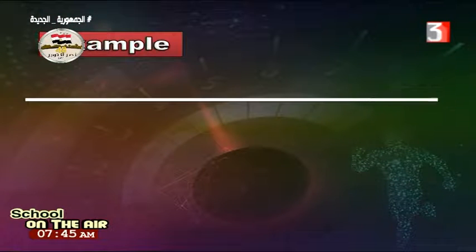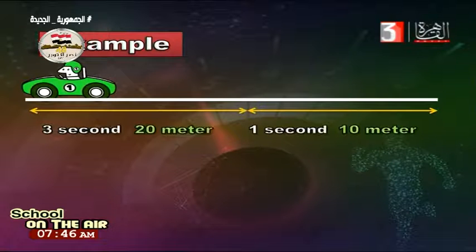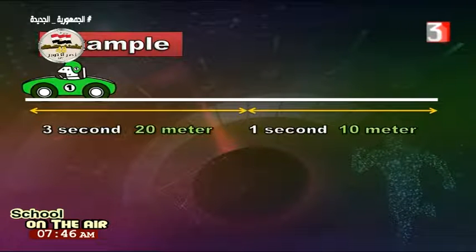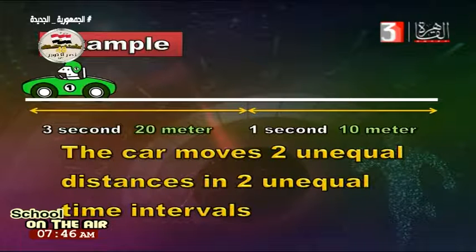As an example, this car moves: in 1 second it covered 10 meters, in 3 seconds it covered 20 meters. So the car moved unequal distances in 2 unequal time intervals. If you want to calculate this speed, you cannot. Why?